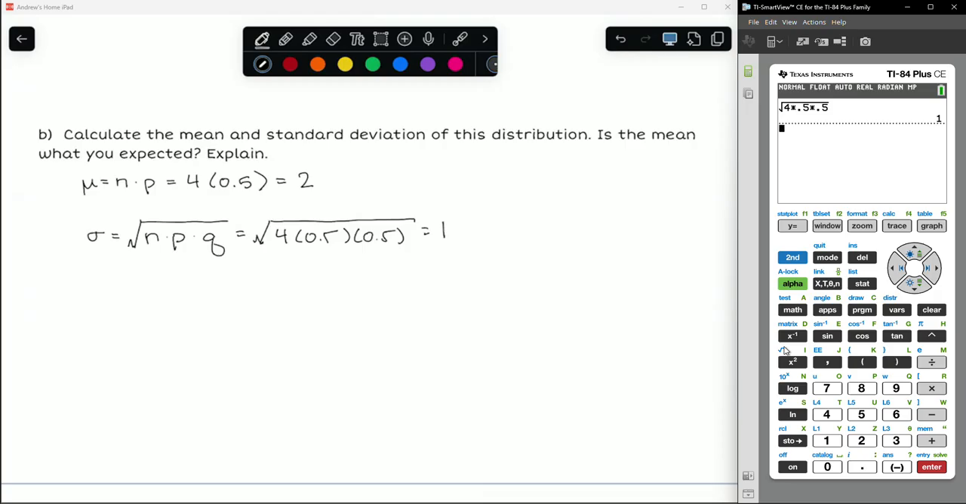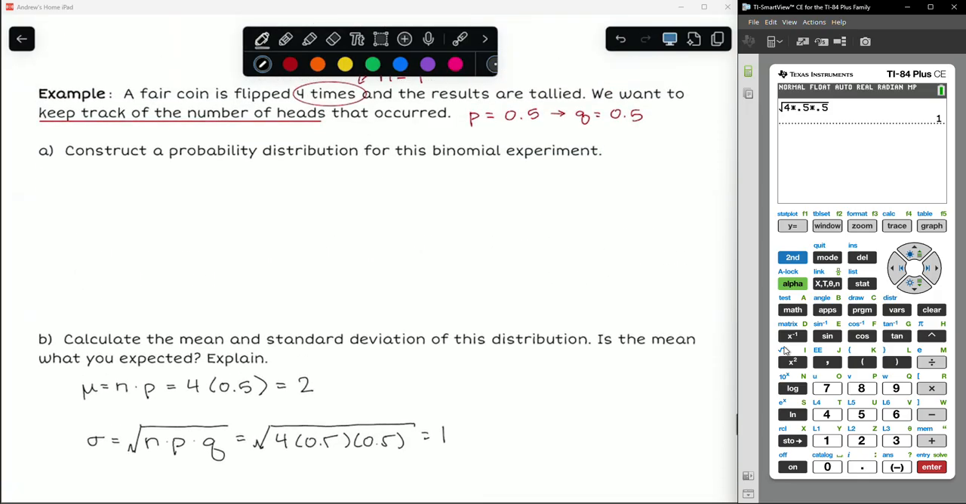Now let's go ahead and look at what a probability distribution would look like for this binomial experiment. I know I need a column for x and a column for p of x for probability distributions. I also know that the smallest number of heads that I can have would be no heads. That would be all tails. The maximum number of heads I can have is 4. That means all 4 flips were heads. So I should have numbers between 0 and 4 in my table.